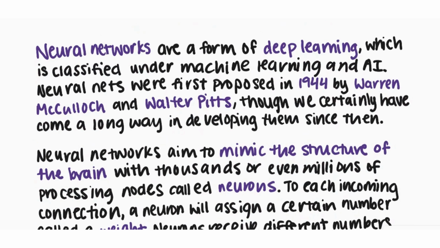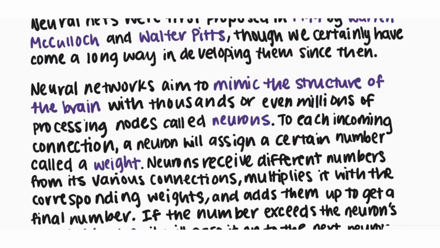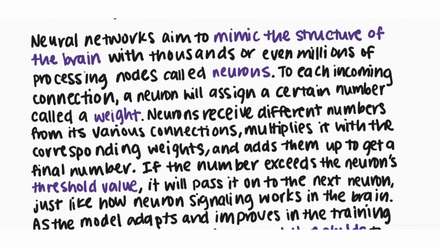Neural networks are a form of deep learning, which is classified under machine learning and AI. Neural networks were first proposed in 1944 by Warren McCulloch and Walter Pitts, though we have certainly come a long way in developing them since then. And you may have already picked it up from the name, but neural networks aim to mimic the structure of the brain, with thousands or even millions of processing nodes called neurons.